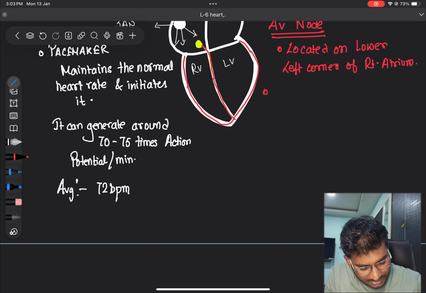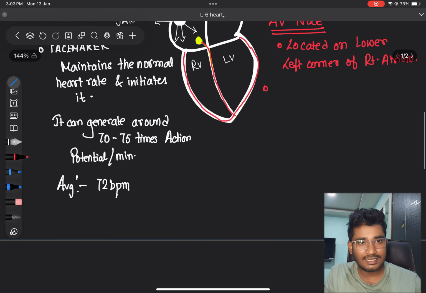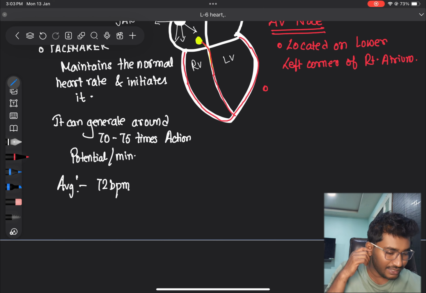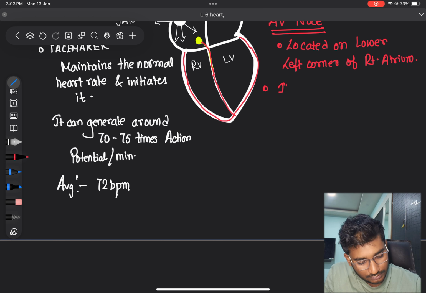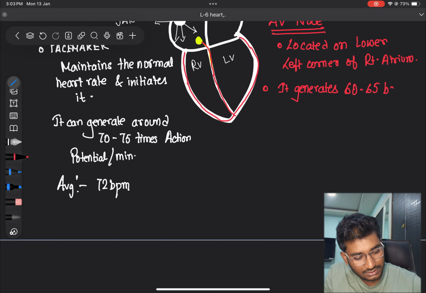Now, what happens? It can also generate heartbeat. If the sinoatrial node fails to generate the beat as per the requirement of the body, the AV node also gives support to the SAN. The AV node also has the capability to generate 60 to 65 beats per minute.